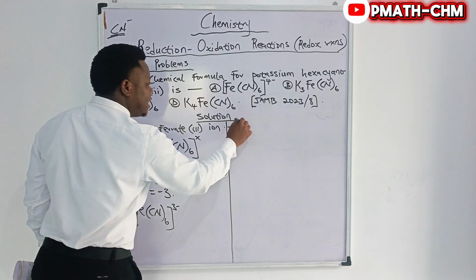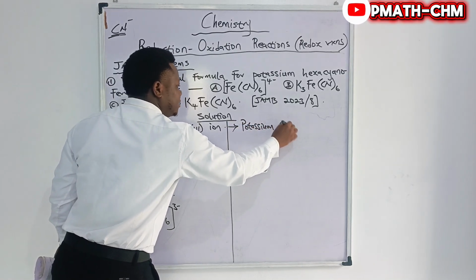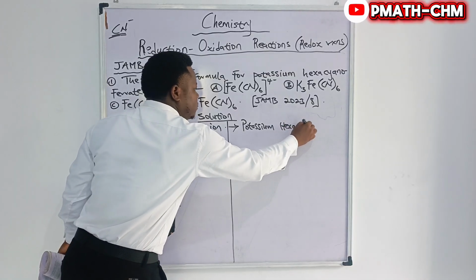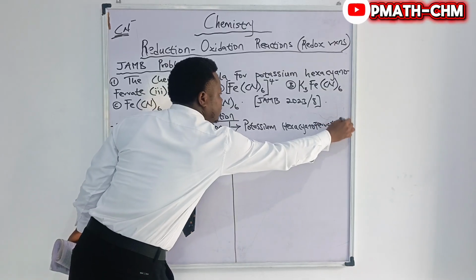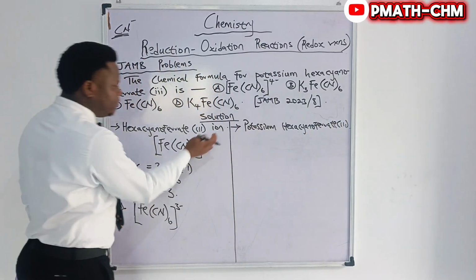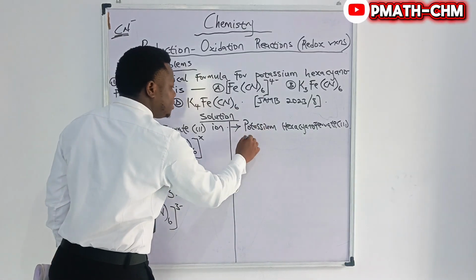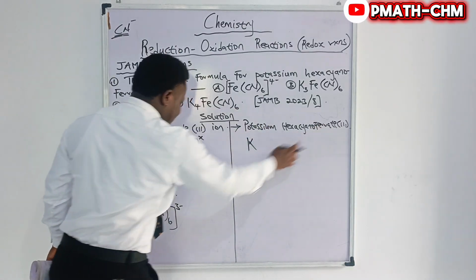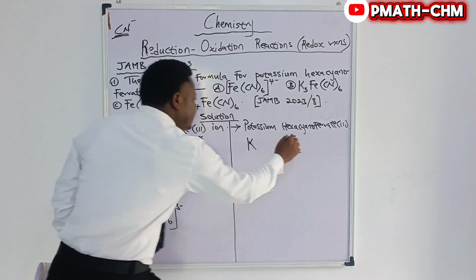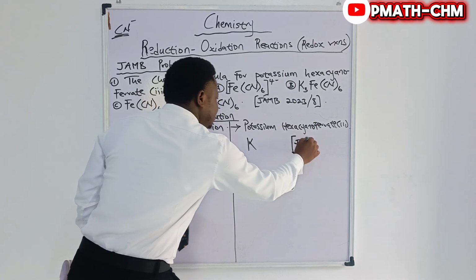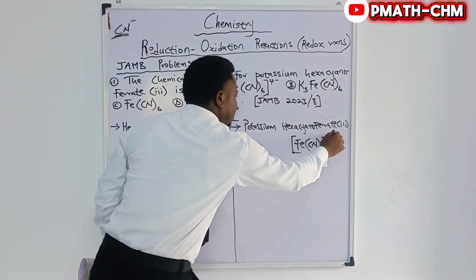So my next stage, I write potassium hexacyanoferrate 3. When you are adding the potassium, it's no longer an ion, it's now a compound. So you write the symbol for potassium. Potassium is K. Then hexacyanoferrate 3 is what I have gotten here, so I'll write it here. That's Fe, open bracket, CN, 6, then we have 3 minus over here.